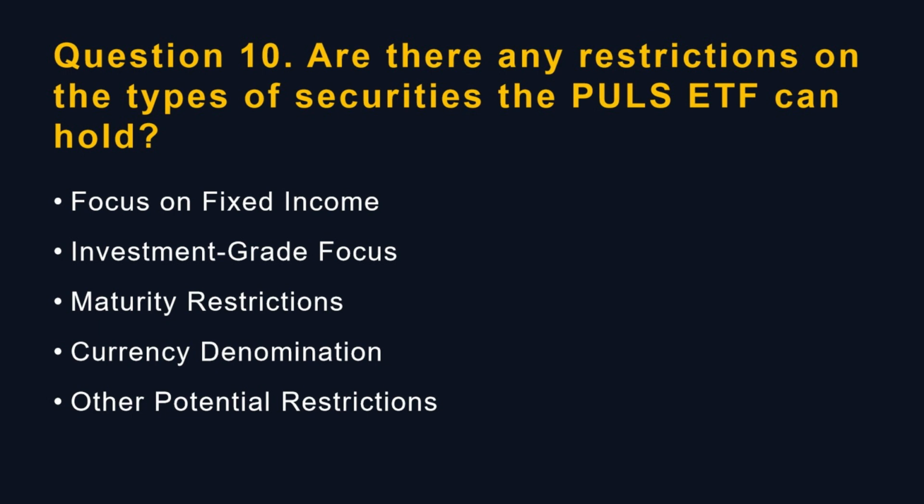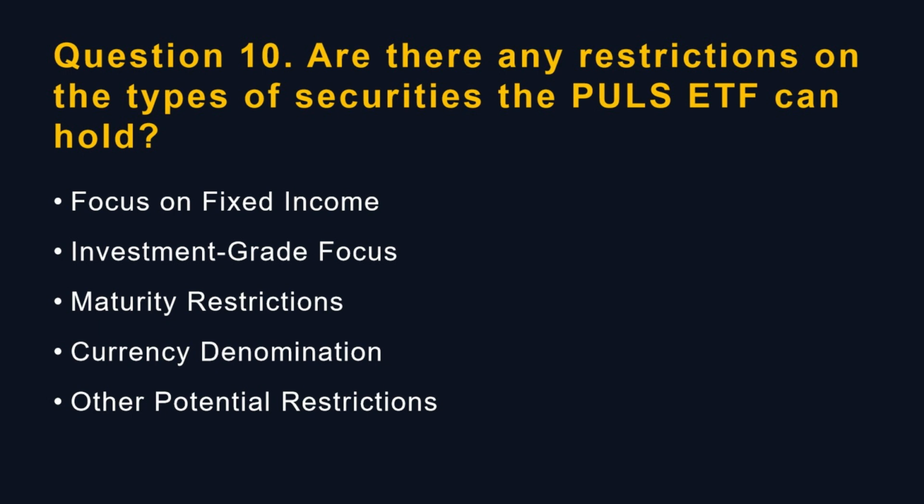2. Investment grade focus. Credit quality threshold. PULS primarily focuses on investing in investment grade bonds. These are bonds issued by governments or companies with a high credit rating assigned by independent credit rating agencies like Moody's or S&P Global Ratings. A high credit rating indicates a lower probability of default, failure to repay the principal or interest. While there might be some exceptions, the prospectus likely restricts the inclusion of bonds below a certain investment grade threshold.